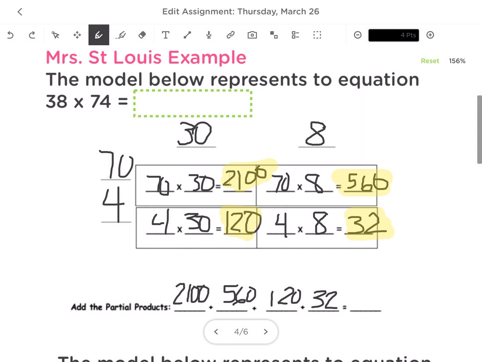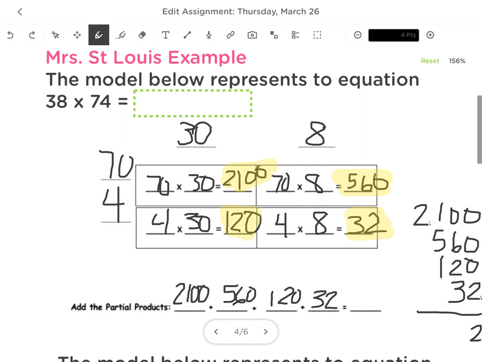Sometimes it is easier for me to come over to the side and write them this way. That way I can line up all my place values, just like the strategy we did on Monday. So I'm going to add those together. 0 plus 0 plus 0 plus 2 is 2 for my ones. Then I have 0 plus 6 plus 2 plus 3. That gives me 11. Put a 1 down. Carry my other 1. 1 and 1 is 2. Plus 5 more is 7. Plus 1 more is 8. And then I just have my 2. So my product is 2,812.